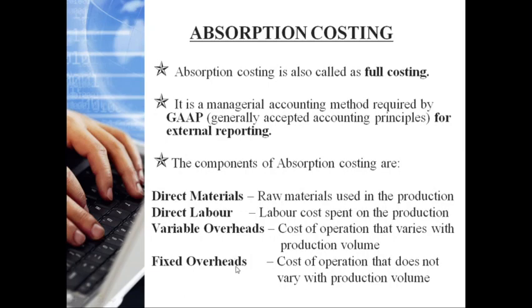The sum total of all these amounts will give us full costing, or the total cost of the goods or services produced, and this is called absorption costing or full costing. So this is the first method of costing, which is absorption costing. It is also called full costing, and it is approved by GAAP, and it is generally used for external reporting purposes. Under this method, we take into account direct material, direct labor, variable overheads and fixed overheads. All four put together give us the total cost of the product, and this is how the cost of the product is determined under absorption costing.